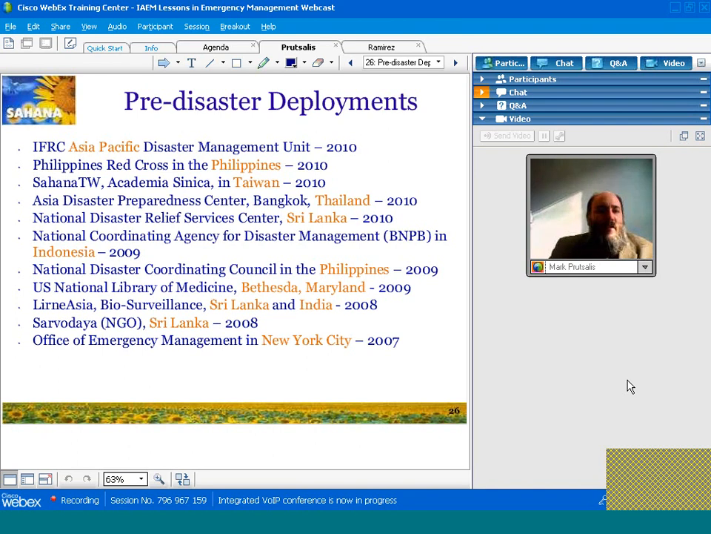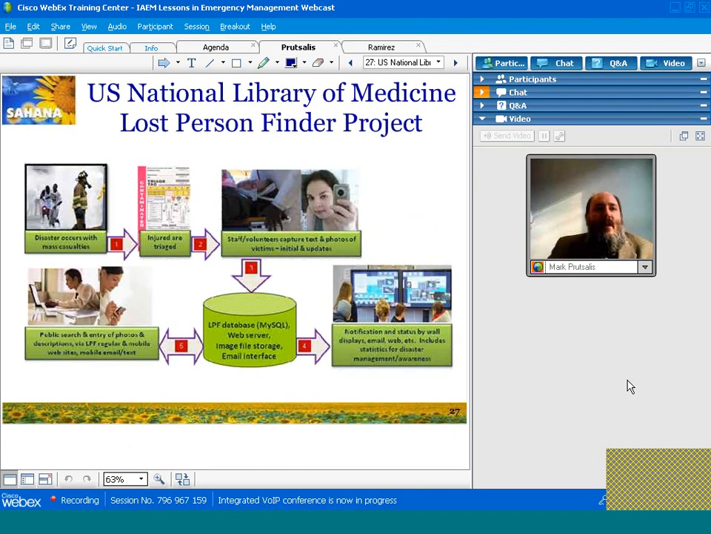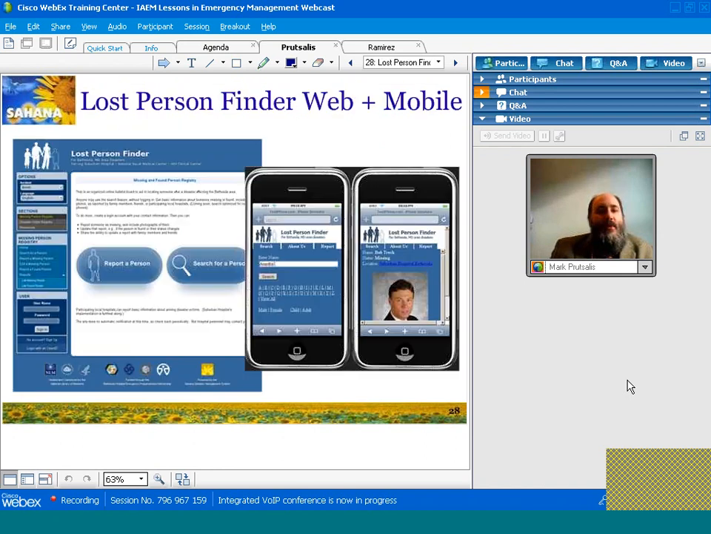The next slide here is on the National Library of Medicine. It's another user of Sahana software. As part of the partnership with the Bethesda Hospital's Emergency Preparedness Partnership, they've developed a Lost Person Finder project based on Sahana software that ties in information that comes from the public for reporting missing persons with information of victims who are at local hospitals to be able to do some reconciliation. And they have some visualization tools as well as a web-based and iPhone application to allow people to access that system.